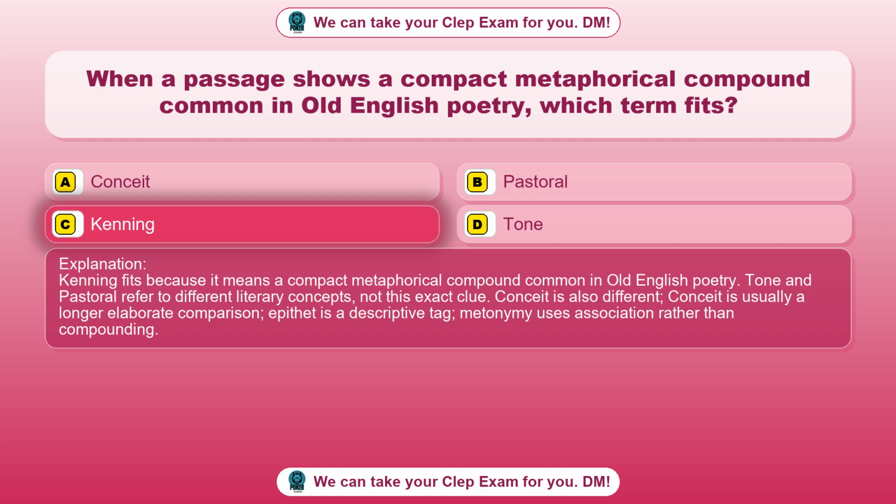Kenning fits because it means a compact metaphorical compound common in Old English poetry. Tone and pastoral refer to different literary concepts, not this exact clue. Conceit is also different. Conceit is usually a longer elaborate comparison. Epithet is a descriptive tag. Metonymy uses association rather than compounding.